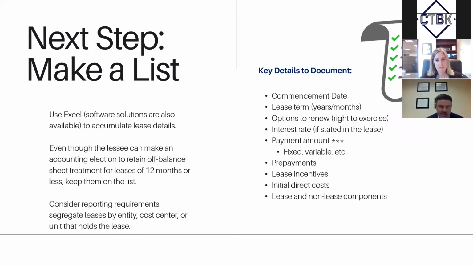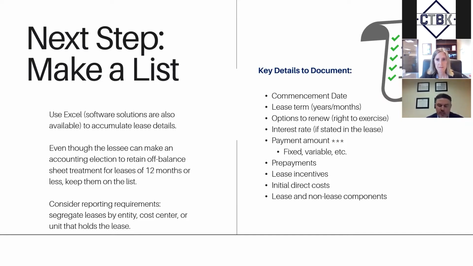Over on the right side of the slide here, you see the key components. The first item would be the commencement date. And the commencement date is defined as the date on which you take use of the asset, even if you are not making payments yet. That's the period in which the right of use asset that we're going to calculate will be recognized. For the next item, you will want to document the lease term in terms of years and months.